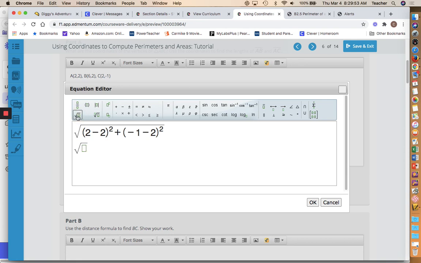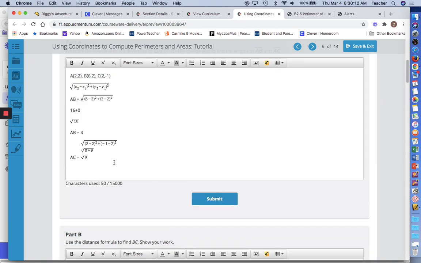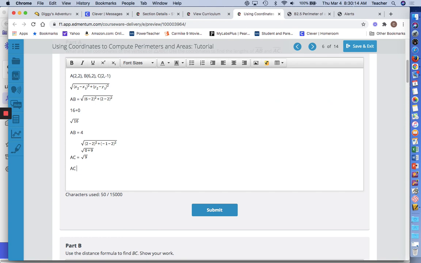All right, 2 minus 2 is 0. 0 squared is 0. Negative 1 minus 2 is a negative 3. Negative 3 squared is a 9. 0 plus 9 is 9. So I'm going to put that all in. All right, you guys, so listen. The square root of 9 is 3, so it looks like AC is going to be a 3.